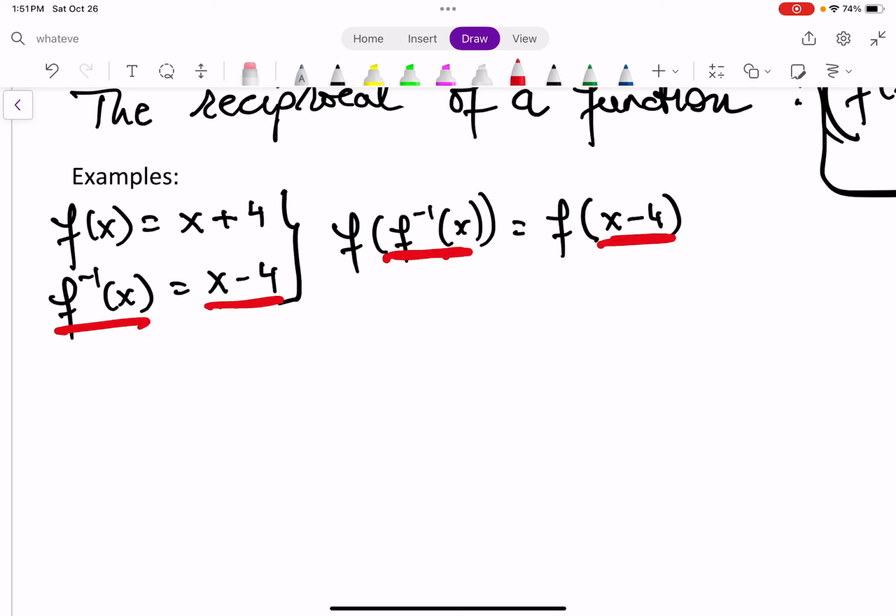And now f of x minus 4 simply means in the function f, wherever I see x, I have to write x minus 4. And there you have it, x minus 4 plus 4, that's x right back. So whatever one function did, the other one undid.